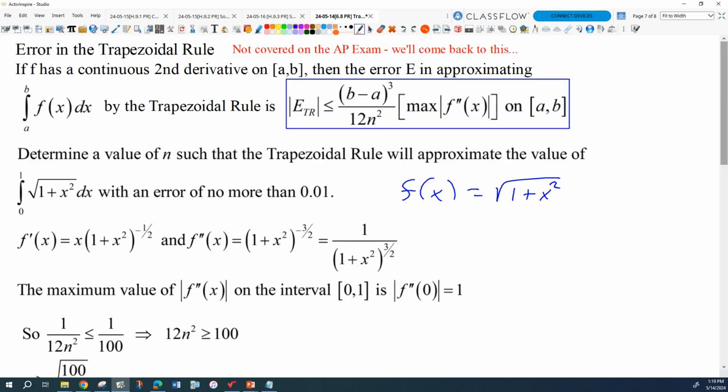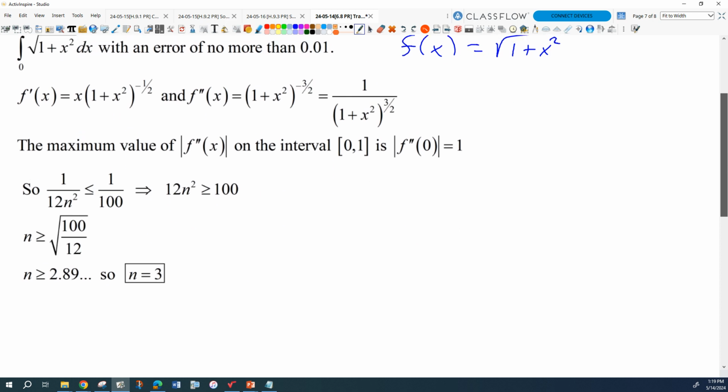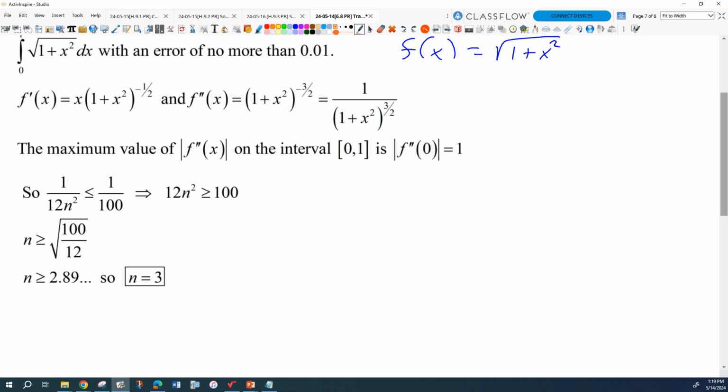Now this is the part that's a little strange, but it's a lot easier than you might initially think. What is the maximum of the absolute value of the second derivative? Well, if our second derivative is 1 over (1 plus x squared) to the 3/2, what's the maximum value of that on the interval from 0 to 1? Think about this fraction. Fractions are biggest when the denominators are what? Smallest, right? Everybody get that? So when is this denominator going to be smallest? When x is 0, right? So the maximum value of the second derivative is just going to be 1. Okay? We'll come back to this.